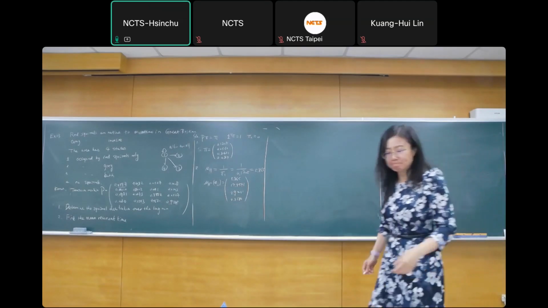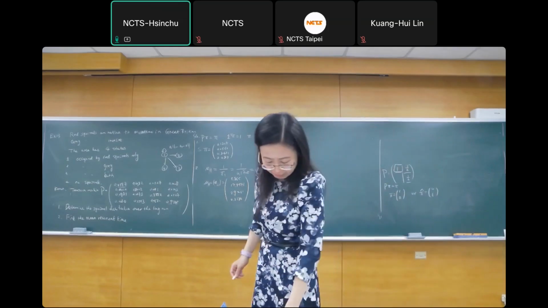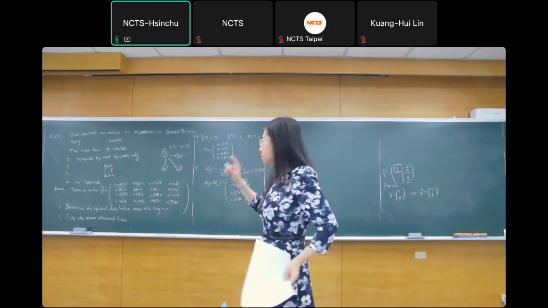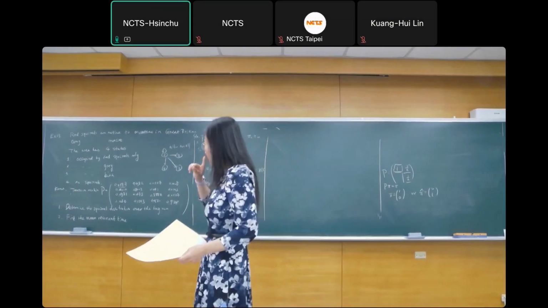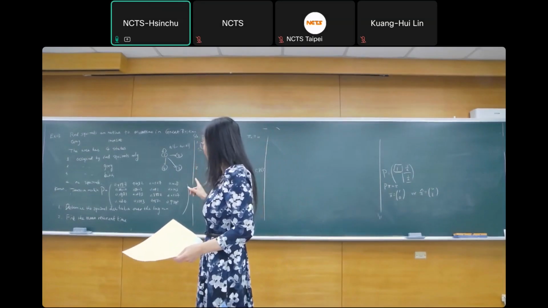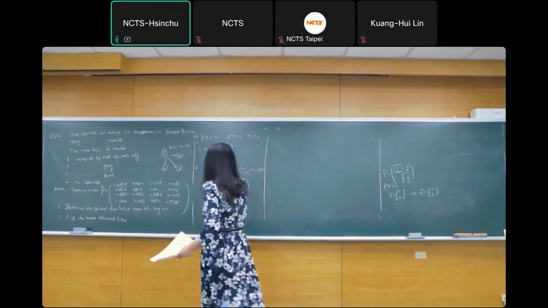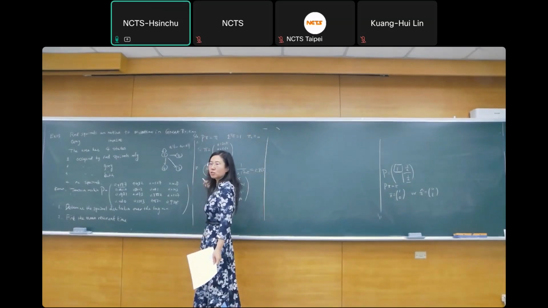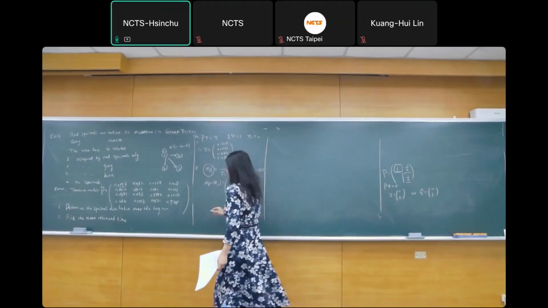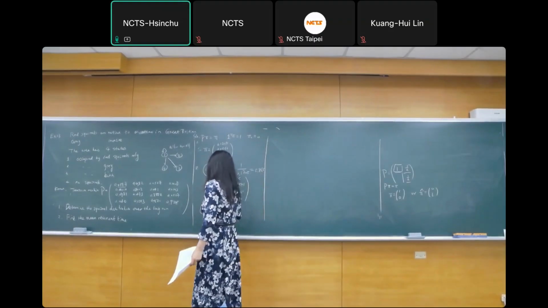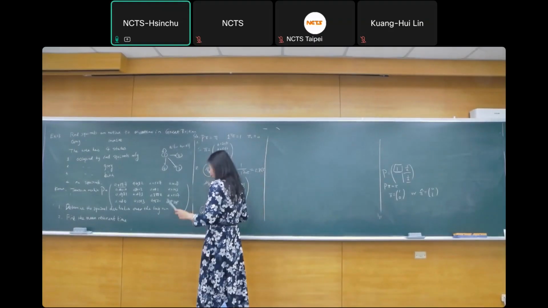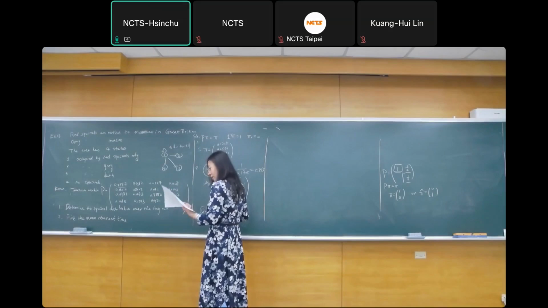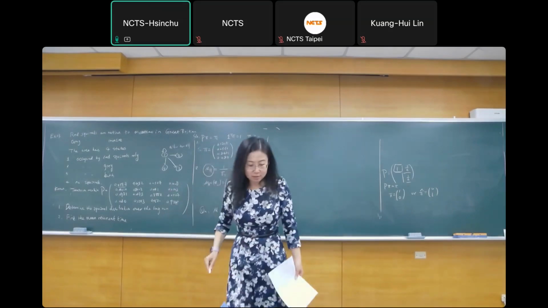Let's see where we are. Just like the last simple example, we see we can find this one. This is the mean of the first return time. And now the question is how to find this. Where did that go?